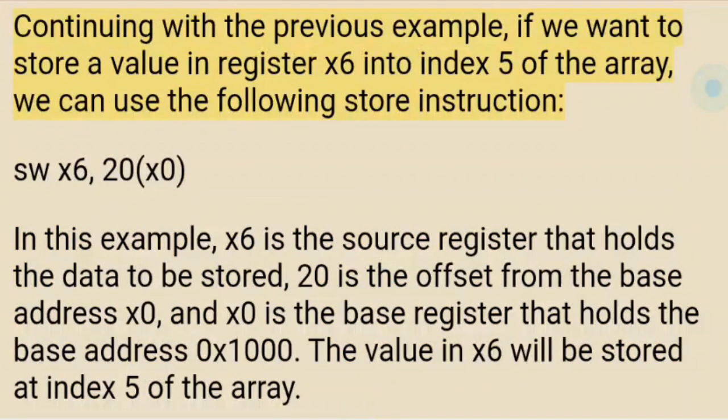Continuing with the previous example, if we want to store a value in register x6 into index 5 of the array, we can use the following store instruction. SW x6, 20(x0). In this example, x6 is the source register that holds the data to be stored, 20 is the offset from the base address x0, and x0 is the base register that holds the base address 0x1000. The value in x6 will be stored at index 5 of the array.